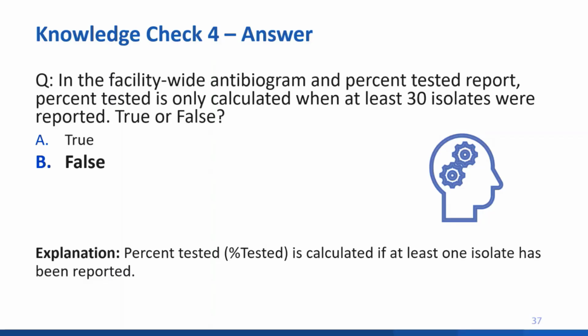All right, so the answer is false. Percent tested is calculated if at least one isolate has been reported. Percent susceptible is calculated if at least 30 isolates have been tested. So 1 isolate for percent tested, 30 isolates for percent susceptible.